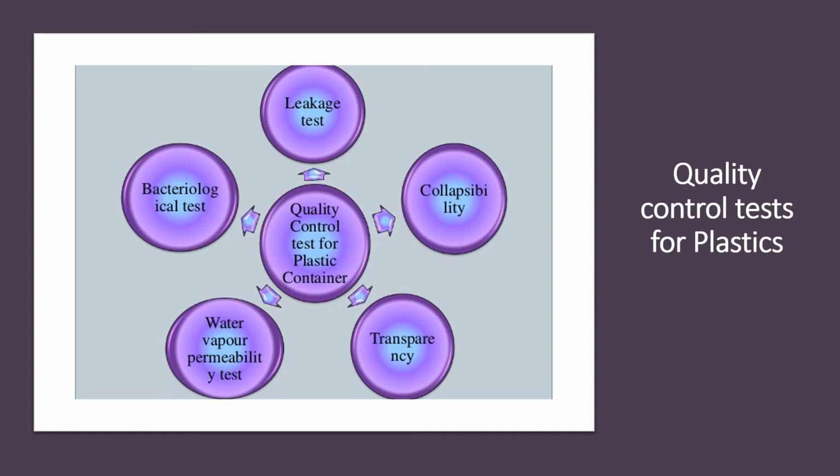So the commonly used tests which are used to prescribe and test for the quality control for plastics are like leakage test, collapsibility test, transparency test, water vapor permeability test, or like bacteriology test, etc. Apart from that, there are other tests like clarity, aqueous extract test, or the biological test, systemic injection test, intracutaneous test, eye irritation test on rabbits. You must have seen that this is also another important test.